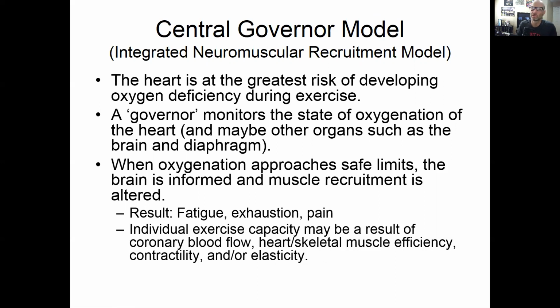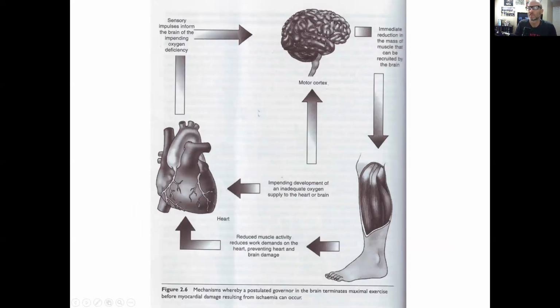And that fatigue would lead to exhaustion, where the brain would say, okay, time to stop exercising because we're reaching dangerous levels. Here's his cartoon of that, figure 2.6. We can start anywhere here, but I'll start up here. Sensory impulse from the brain of the impending oxygen deficiency. The impending oxygen deficiency goes to the brain. Immediate reduction in muscle mass that can be recruited by the brain. So muscles are started to be told to shut down. Reduced muscle activity reduces the work demand on the heart, preventing heart and brain damage.